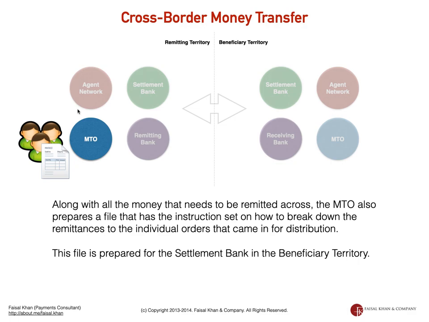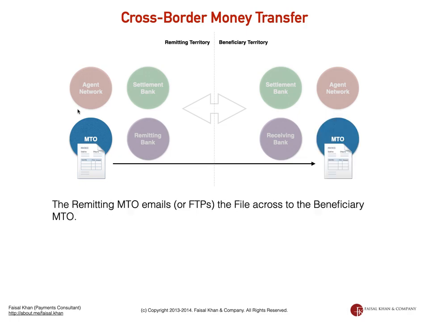And what this means is basically, along with the money that needs to be remitted across, the MTO prepares a file that has the instructions on how to break down the remittances into the individual orders that came in for distribution. This file is prepared for the settlement bank in the beneficiary territory. And the file is sent, typically over secure FTP or secure email, or nowadays XML is the right way of doing it, or maybe they have a web service working. And basically all the money transfer receipts are sent to the receiving MTO.